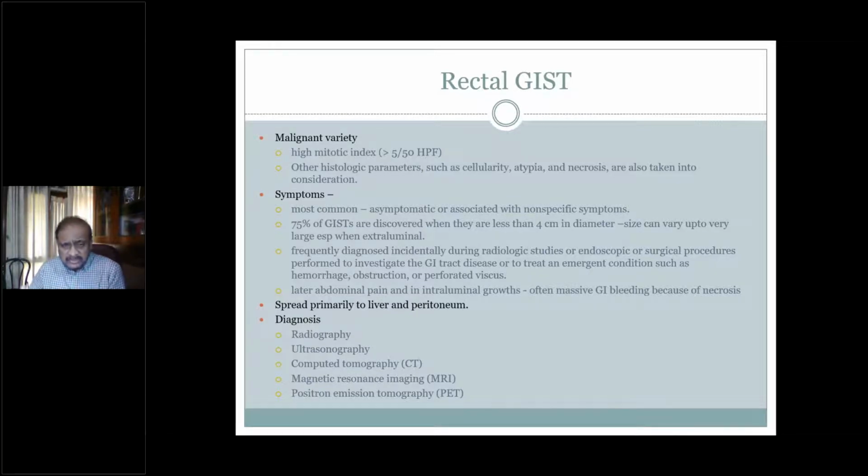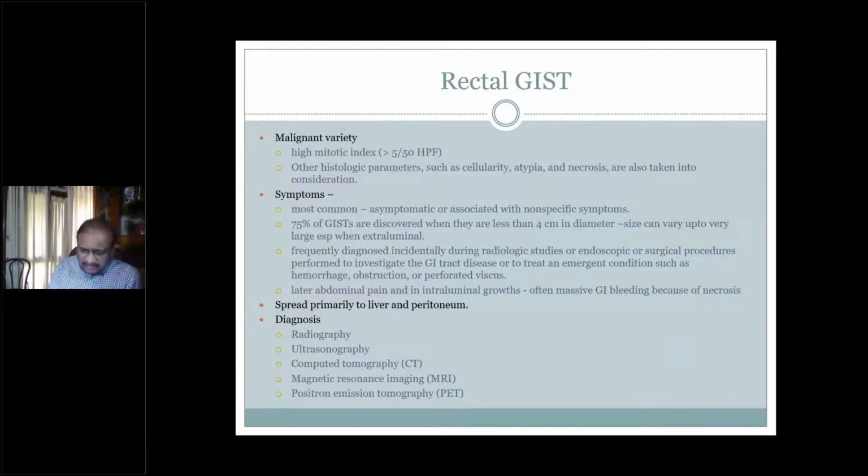Later on, when they grow large enough, they present with abdominal pain, or if they are intraluminal, then necrosis often leads to a massive GI bleed. That's because of the necrosis. So these could be the presentations of a GIST, whether it's intraluminal or extraluminal, depending upon that. Spread is always primarily to the liver and peritoneum. Lymph node spread is found in less than 10% of cases. Primarily, it's hematogenous, and local spread if it is extraluminal.